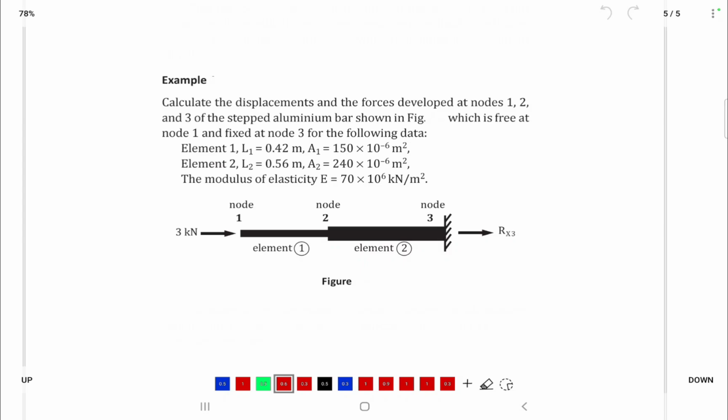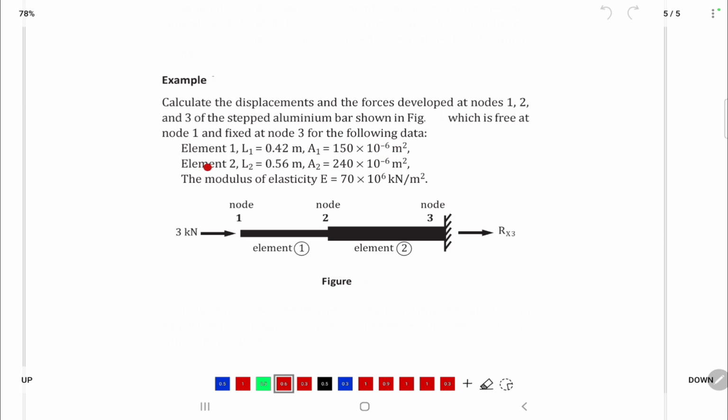Calculate the displacement and the forces developed at node 1, 2, and 3 for the stepped aluminum bar shown in the figure, which is free at node 1 and fixed at node 3 for the following data. Element 1, the length L1 is 0.42 meters, and A1, the cross-sectional area, is 150 multiplied by 10 to the minus 6 meter squared.